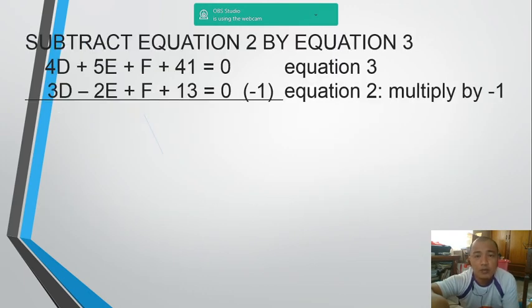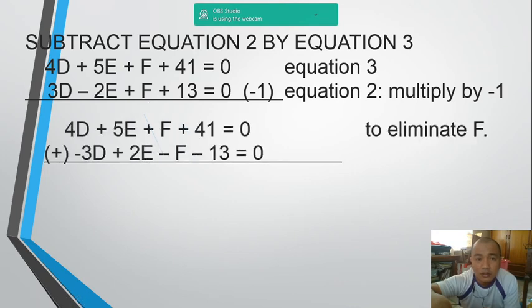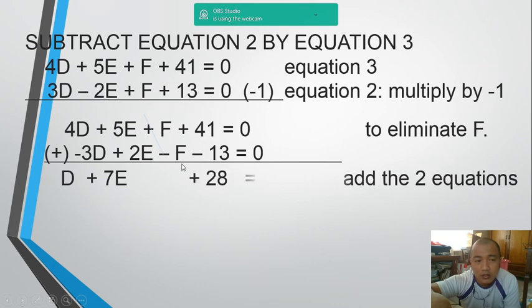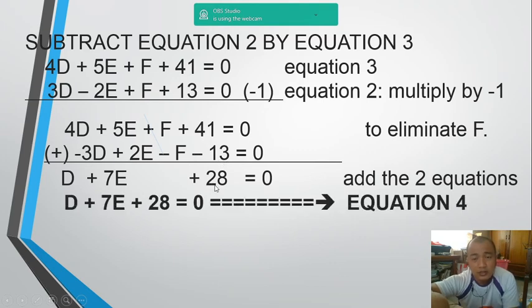Now subtract equation 2 from equation 3. So I will multiply equation 2 by negative 1 to eliminate f. That's what we always eliminate, f. So it becomes negative 3d plus 2e minus f minus 13. So f is eliminated, then add the equations: 4d plus negative 3d is d, 5e plus 2e is 7e, 41 plus negative 13 is 28. So this is equation 4: d plus 7e plus 28 equals 0.